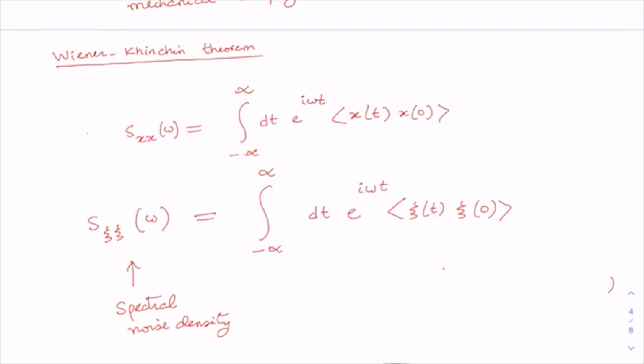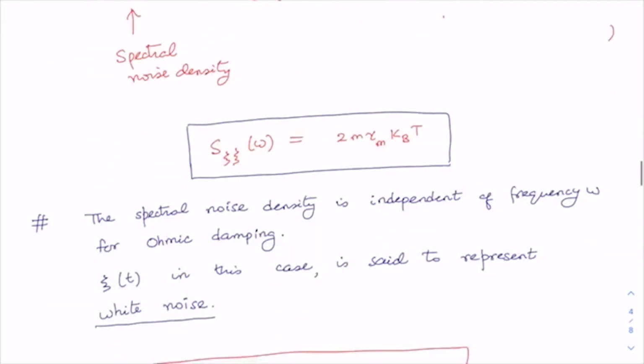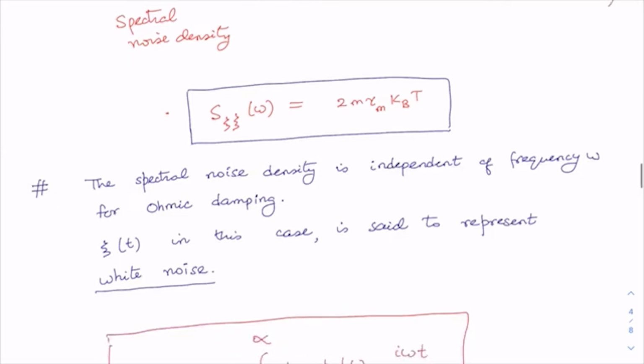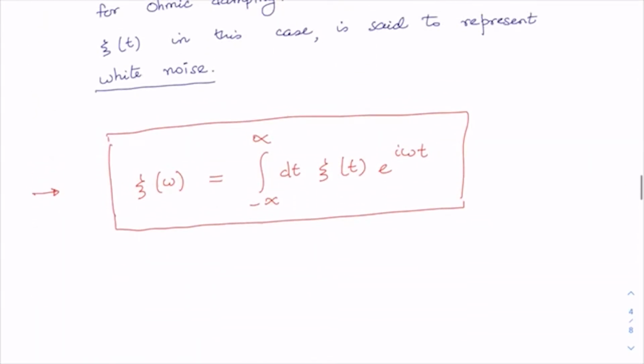the second moment of the Langevin noise. We worked out that for ohmic damping this turns out to be a very simple expression, and it is independent of the frequency, and that is the reason that in the case of ohmic damping, the Langevin noise is said to represent the so-called white noise. This Langevin noise can also be expressed in the frequency domain, just by taking the Fourier transformation.